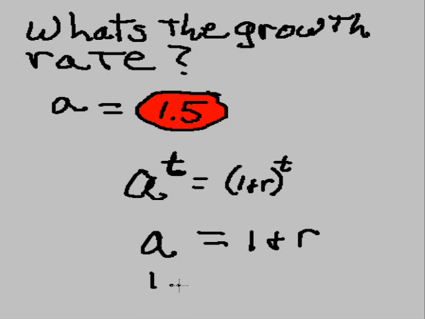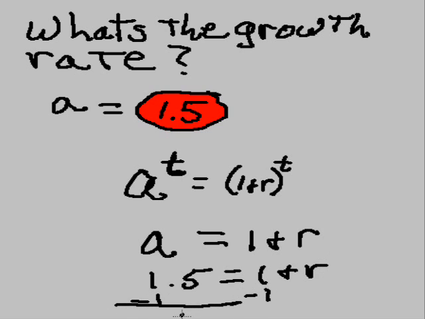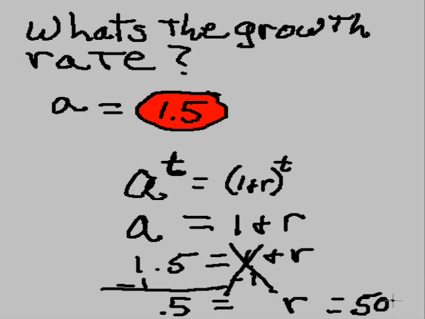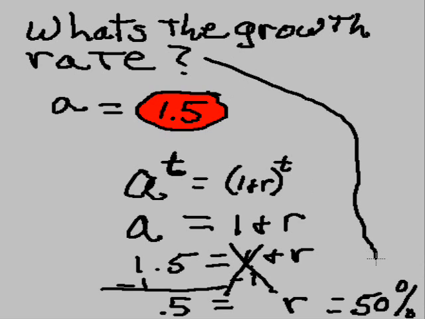a is equal to 1.5. 1.5 is equal to 1 plus r. Minus 1, minus 1, what do we got? 0.5. 0.5 is equal to, this is canceled out, r. There's our rate. It's equal to 50%. That's our growth rate, 50%. What do you know?